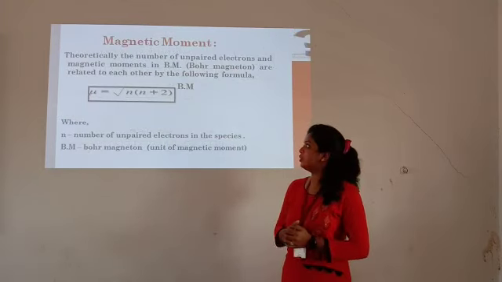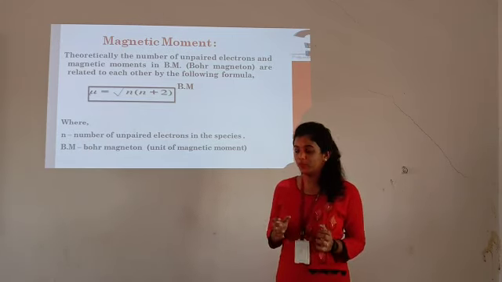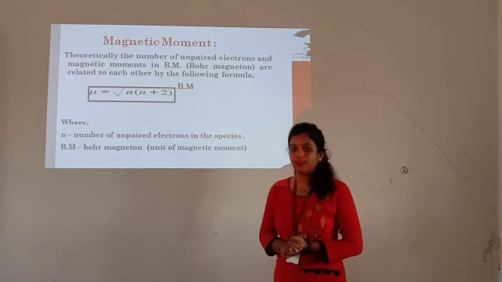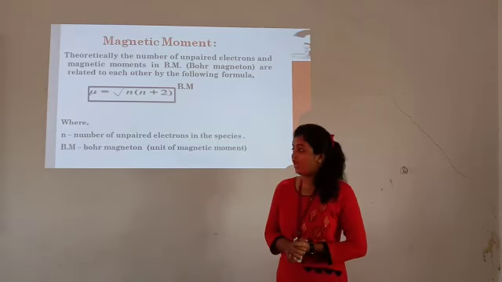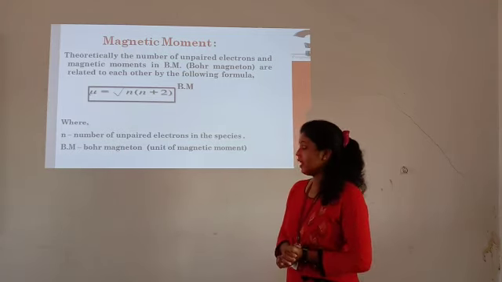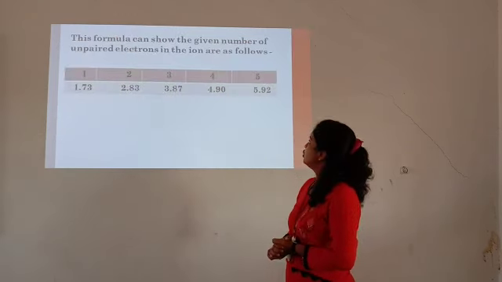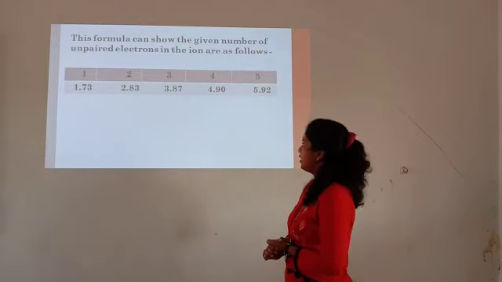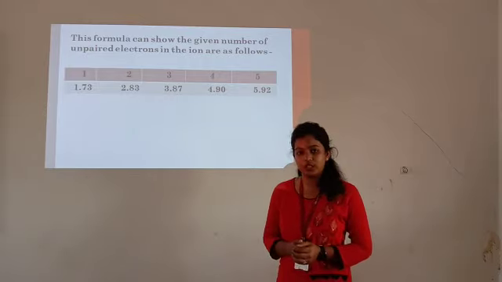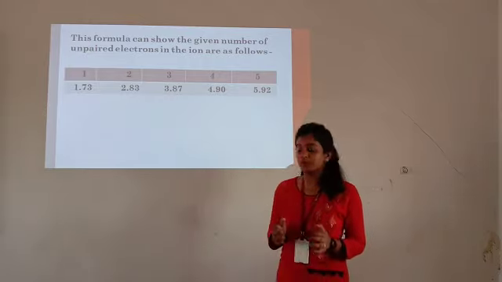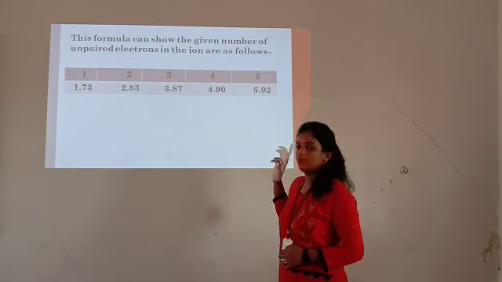Now, magnetic moment. Theoretically, the number of unpaired electrons and magnetic moment can be related by a single formula. That is mu is equal to √n(n+2), where mu is the magnetic moment, n is the number of unpaired electrons in the species, and BM is the Bohr magneton, which is the unit of magnetic moment. Next, this formula shows the following for given numbers of unpaired electrons. When we have one unpaired electron, its magnetic moment will be 1.73. When we have two unpaired electrons, its magnetic moment will be 2.83. And when we have 5 unpaired electrons, its magnetic moment will be 5.92.